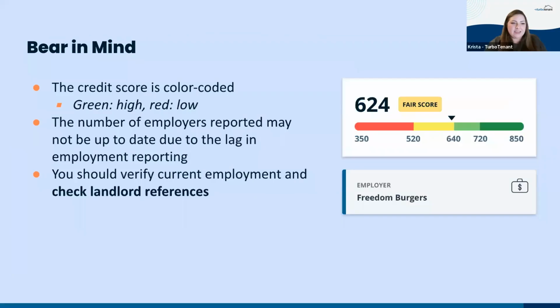Okay. So again, just a couple tips here. As I mentioned, the credit score is color coded with green meaning high and red meaning low. Additionally, employers sometimes take their time reporting their employees, which means that the number of employers reported on the screening report might not be up to date. It might be lagging slightly. That is just due to the employer taking their time to report their employee. Lastly, you should absolutely verify current employment and check landlord references.